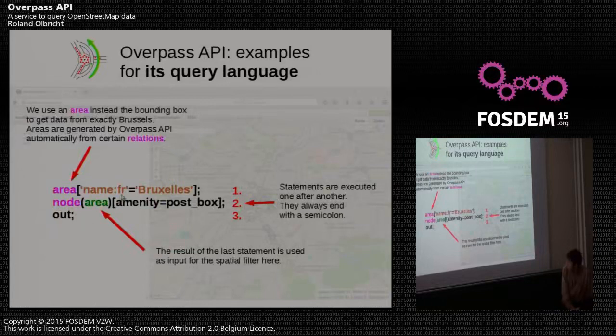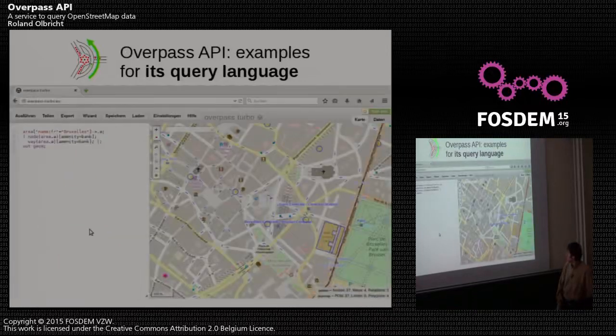Okay, so let's go through this request. I am again searching for nodes which have an amenity post box, and which come from the area I've just found before. And then we just return these nodes. Okay. To make it a little bit more complicated, we are now going to search for banks.